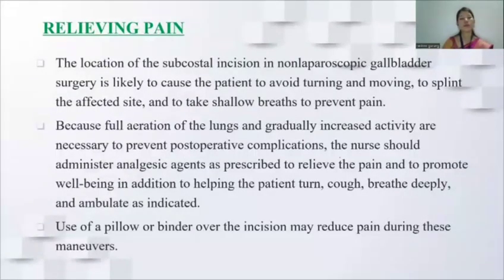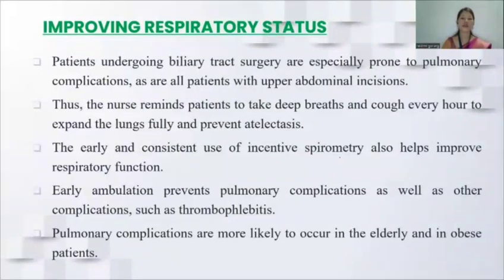Then for relieving pain, we can give analgesics and NSAIDs, and also we can use a pillow or binder over the incision. Next, improving the respiratory status. Here we ask the patient to do deep breathing and coughing exercises every hour to expand the lungs fully and to prevent atelectasis, that is collapse of the lung. We can also ask the patient to do incentive spirometry, which helps respiratory function. Early ambulation is also very helpful to prevent pulmonary complications such as thrombophlebitis.